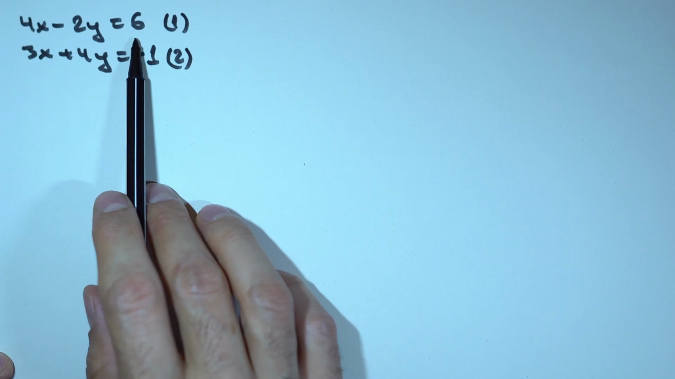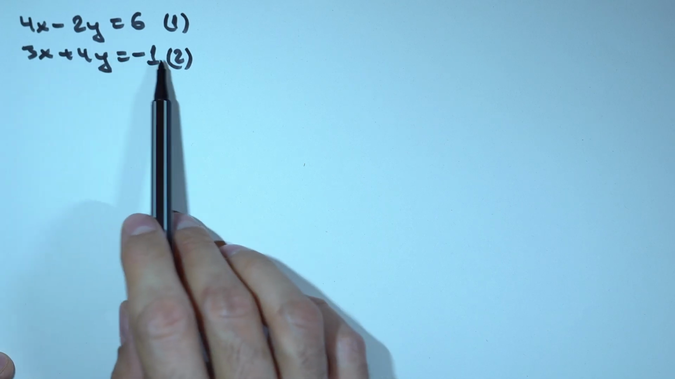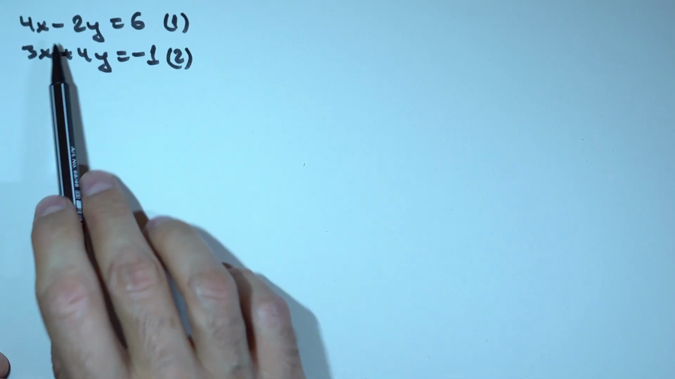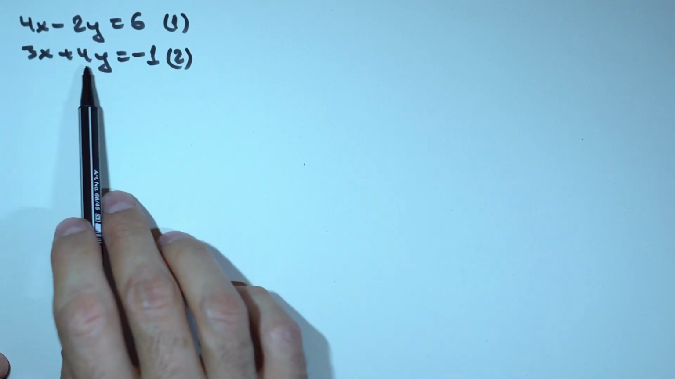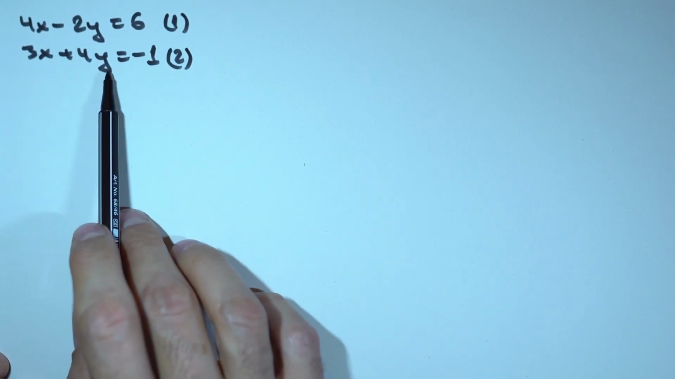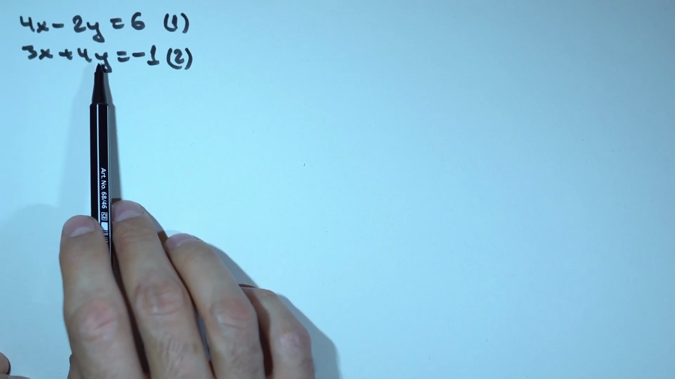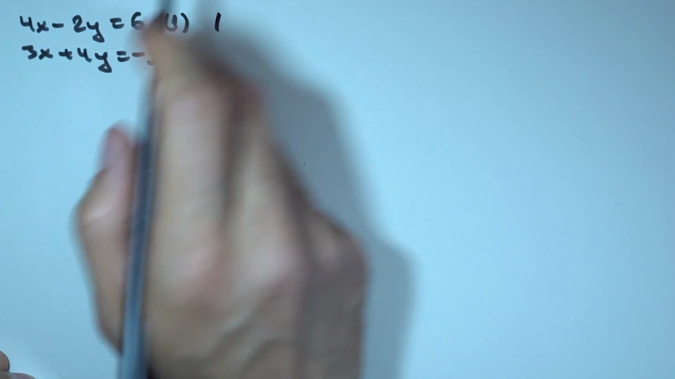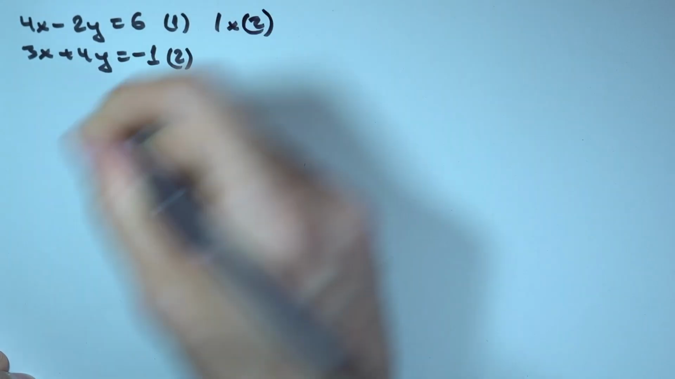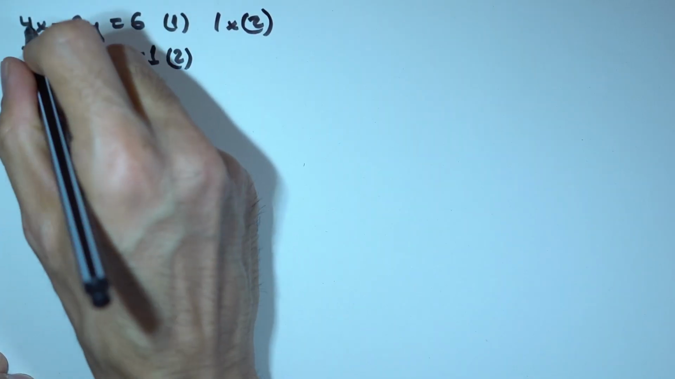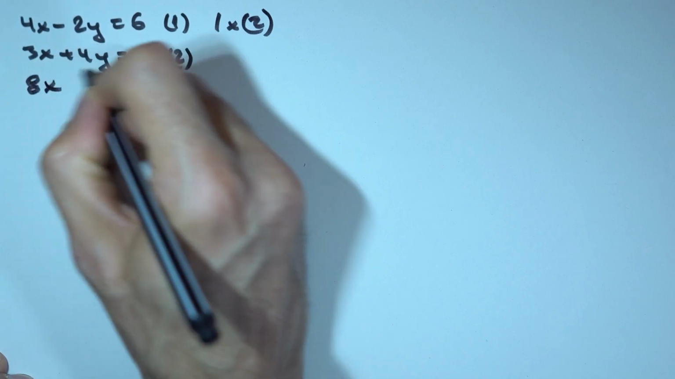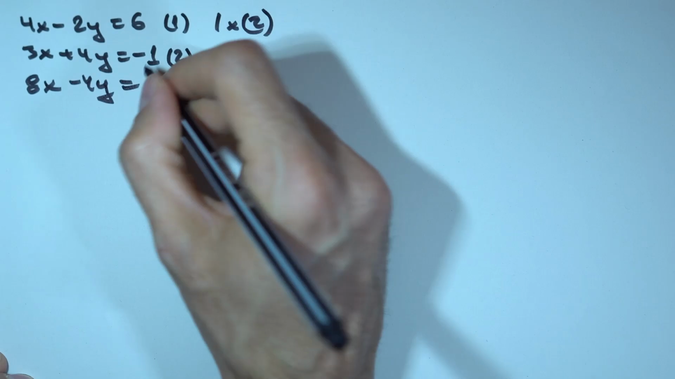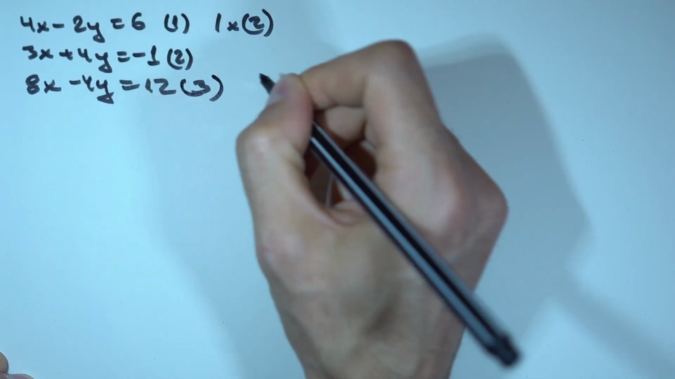4x minus 2y equals 6 and 3x plus 4y equals minus 1. This time we're going to use a method called elimination. We notice that we have minus 2y here and plus 4y here. It is very tempting to get rid of the y's, and we can do that indeed. So first, we have to multiply every single term of the first equation by 2. And thus, we can obtain 2 times 4x is 8x, 2 times minus 2y is minus 4y, and 2 times 6 is 12. Let's call this equation number 3.